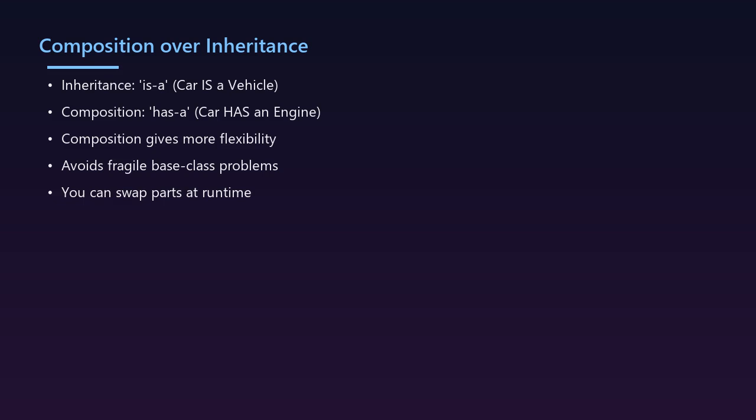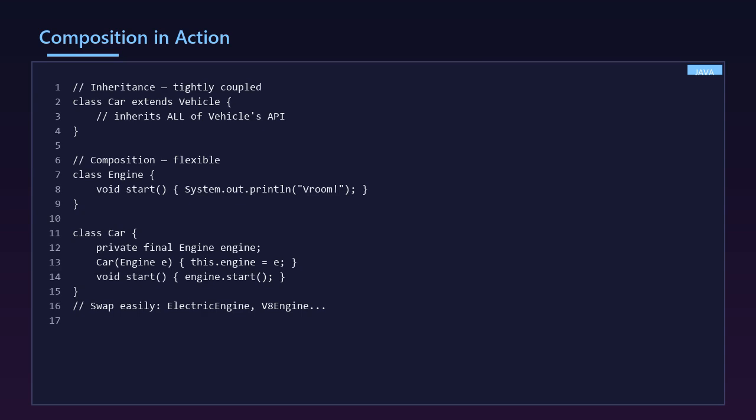Much more flexible. With inheritance, car extends vehicle and gets everything. Even methods it doesn't need. Tight coupling. Now with composition, car holds an engine reference. When you call car.start, it delegates to engine.start. Clean and simple. And the best part, you can swap engine implementations easily. Electric engine today, V8 engine tomorrow. No changes to the car class. The plugin architecture. This is why the Gang of 4 Design Patterns book says, favor composition over inheritance.